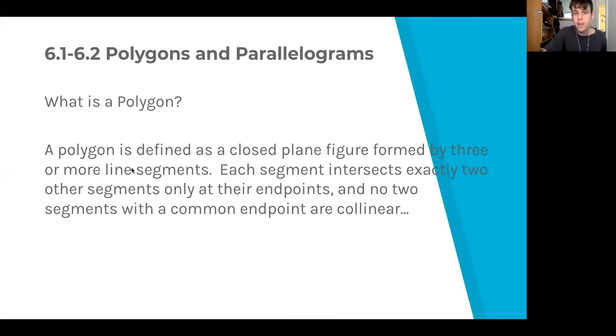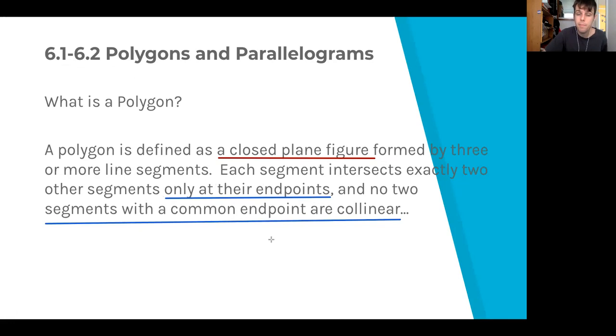A polygon is defined as a closed plane figure formed by 3 or more line segments. Each segment intersects exactly 2 other segments and only at their endpoints. And no 2 segments with a common endpoint are collinear. Okay, a lot of different pieces here.